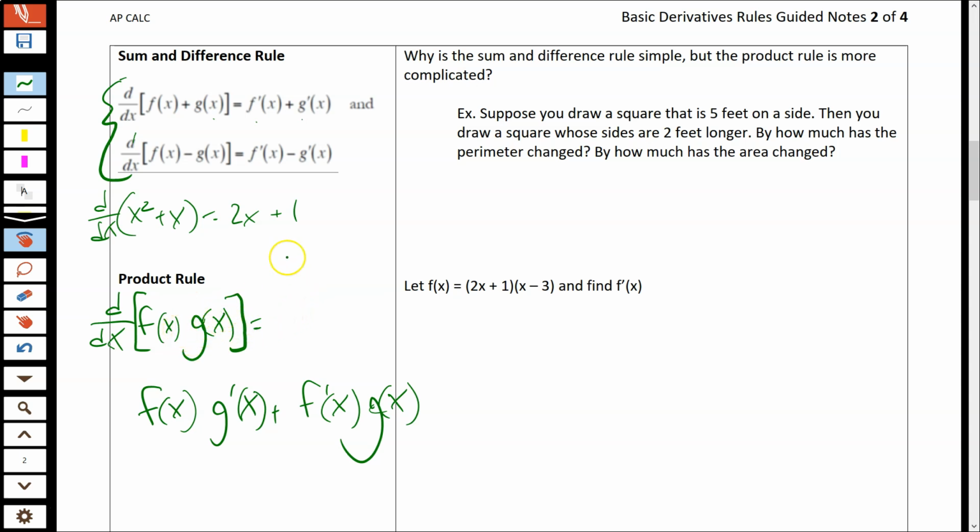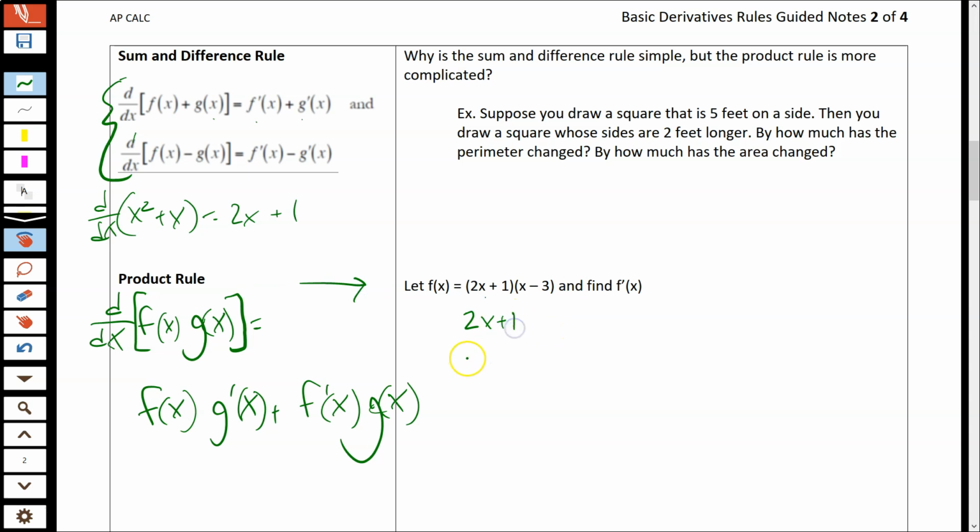So what it's not is f prime times g prime. Okay, we're going to do this in sort of a different order than how I printed it, I think. So let's do an example of product rule first, and then we'll talk about why it's so different from the sum and the difference rules. So let's take our two functions here. So notice we're multiplying, so we're going to use product rule.